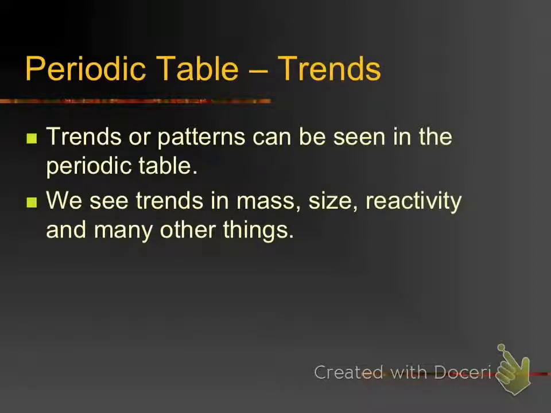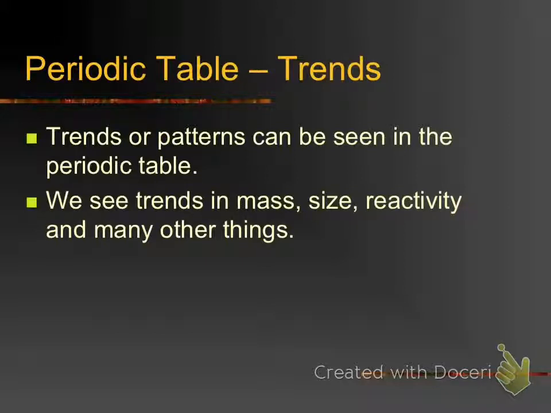The periodic table is kind of a big deal, and it's very intricate. There's a lot of different things that the periodic table can tell us. There are patterns throughout the periodic table, and we call those trends. The trends have things like mass, size, like radius, reactivity. There's a lot of other trends that we see on the periodic table.